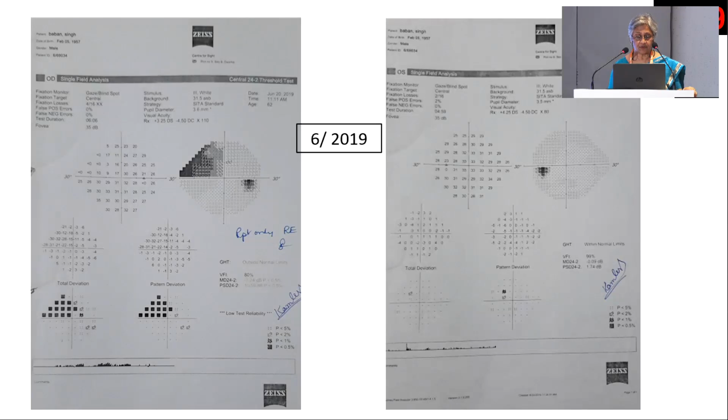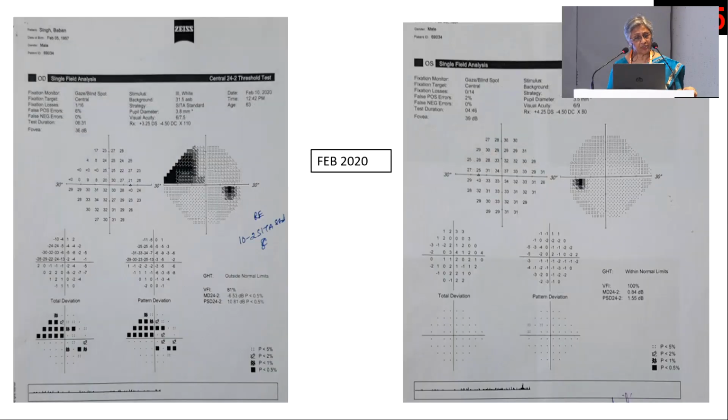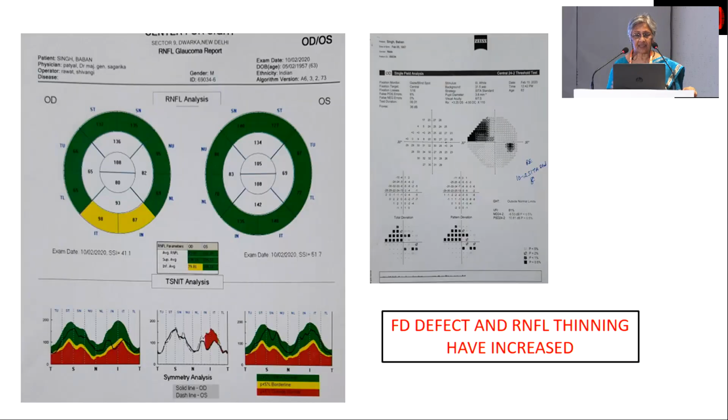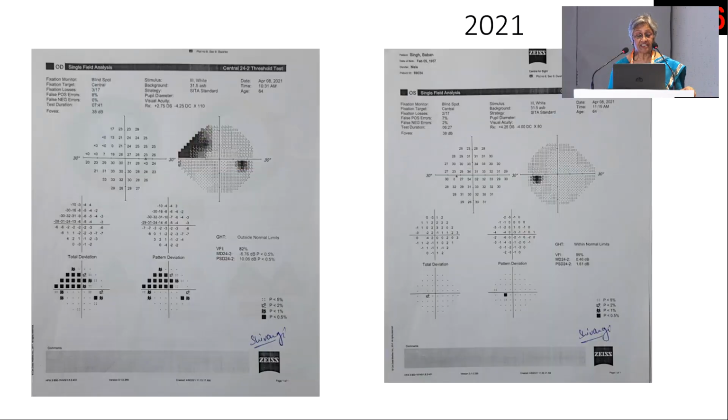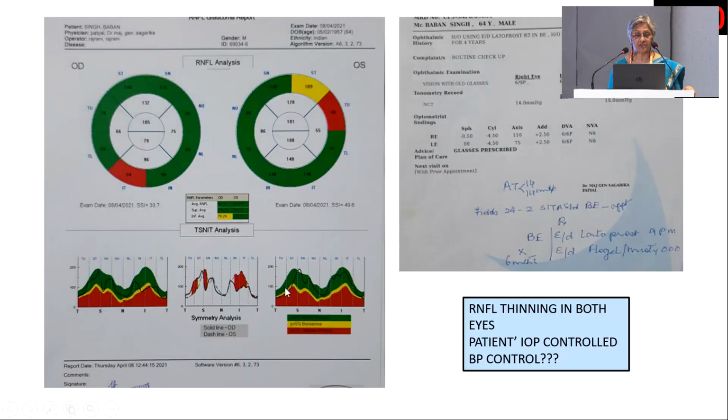We went into 2019, again the same defect, left eye absolutely normal. In 2020, now the defect has started enlarging in the right eye. Left eye is absolutely normal. And you see, the OCT is also telling us, hey, look, we have become borderline in the right eye, left eye is still normal. And then in 2020, absolutely no change in the right eye, no splinter hemorrhages. But in 2021, we find that there is a slight increase in the field defect in the right eye. Left eye is absolutely normal.